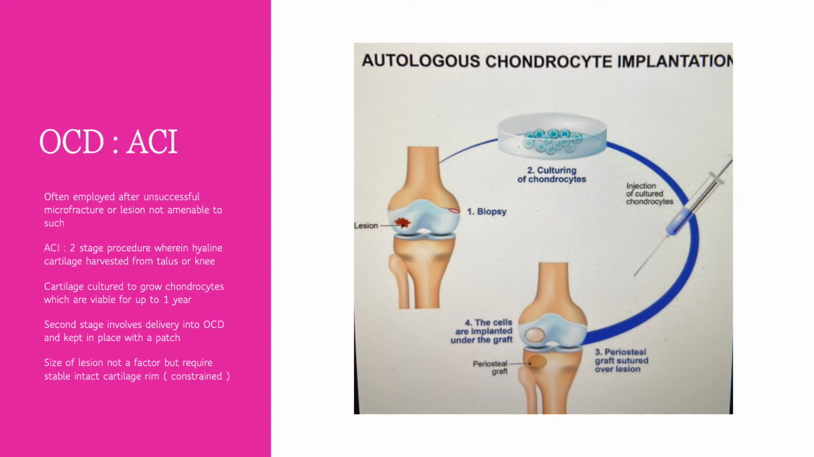The second stage involves the delivery of those into the OCD and kept in place with some type of a fibrin glue patch or something along those lines. It is often used in conjunction with PRP and/or BMAC. And the size of the lesion is really not a factor, but it requires a stable, intact cartilaginous rim peripherally. So these tend to do better and require that they are constrained lesions.